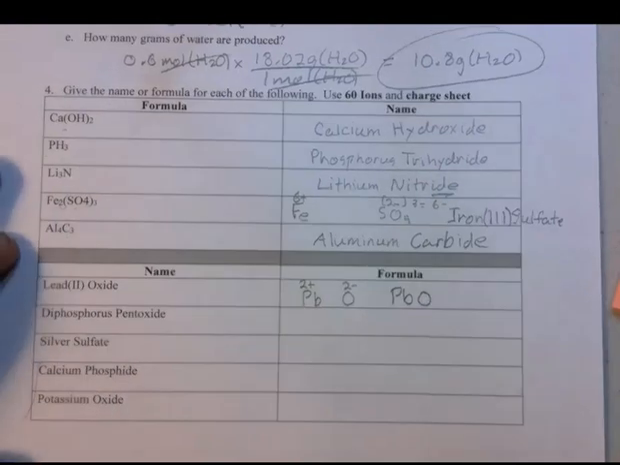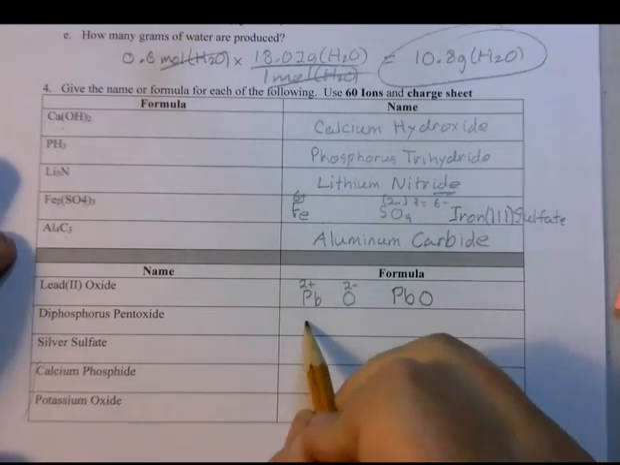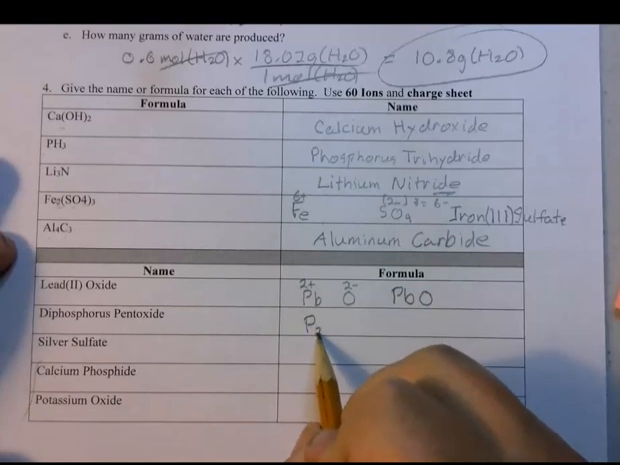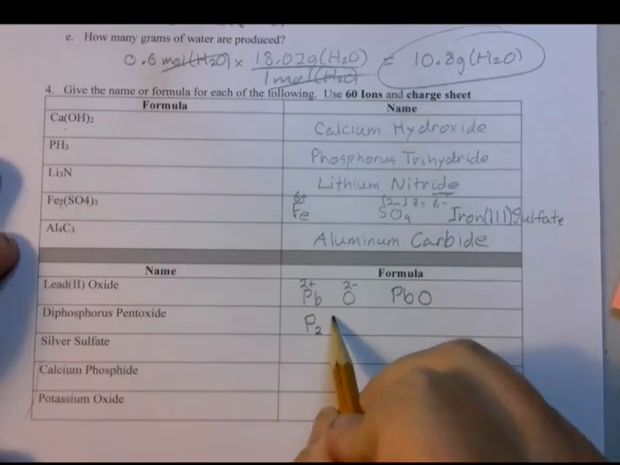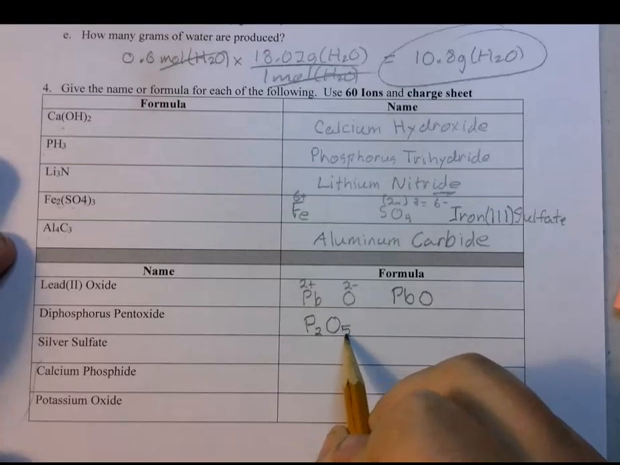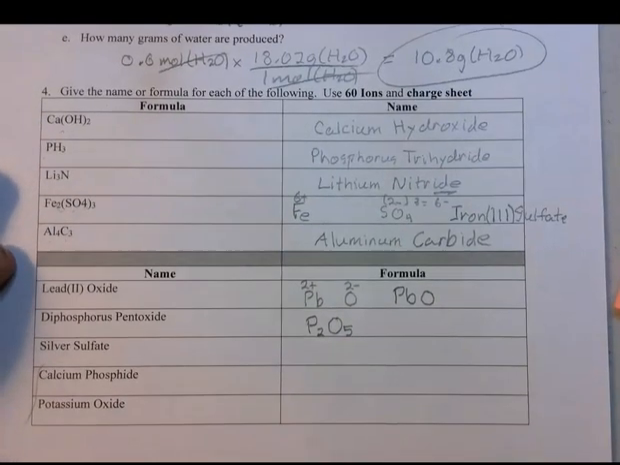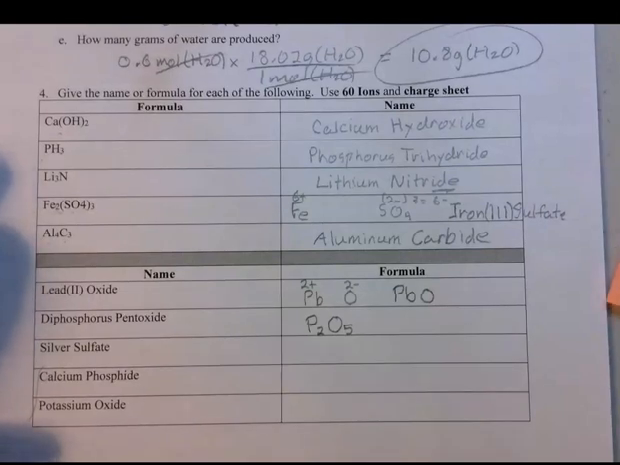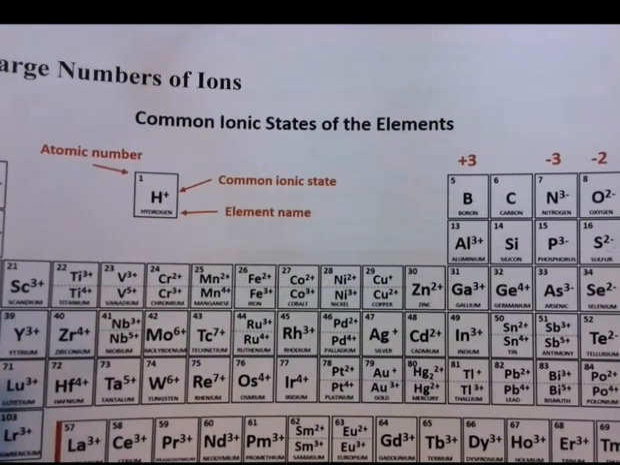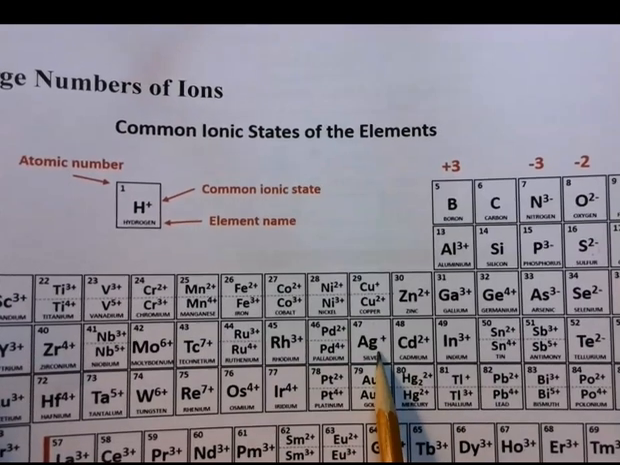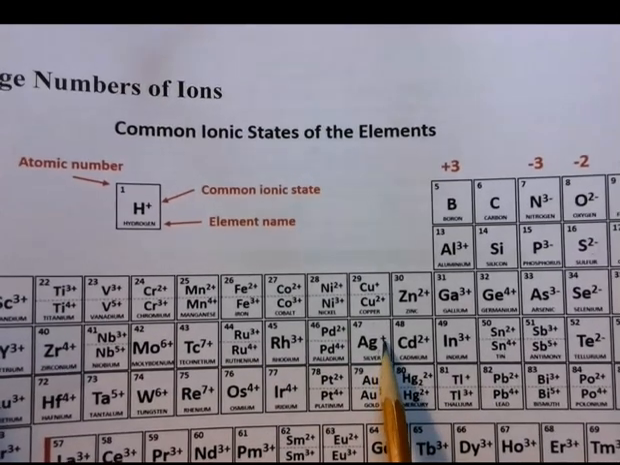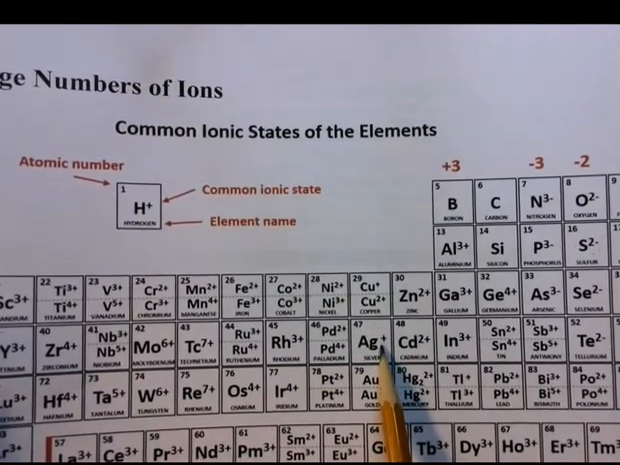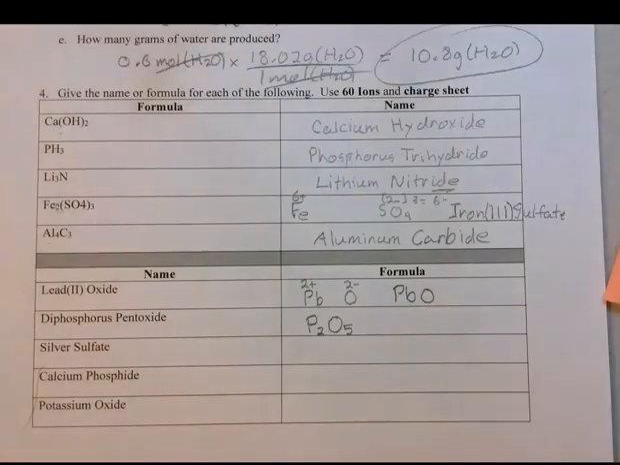All right, next is diphosphorus pentoxide. That means we're going to have a P2, and pentoxide means it's going to be an O5, since pent is 5. Okay, silver sulfide. Now if you go to your charges, silver is a transition metal, but if you look at your charges, Ag only has one charge state, a +1. So you don't have to write a Roman numeral for silver.